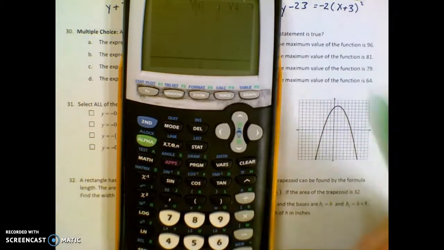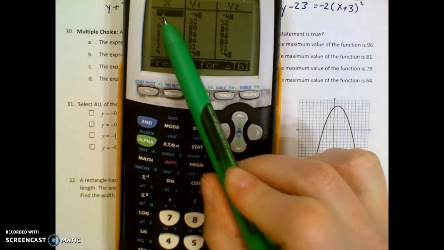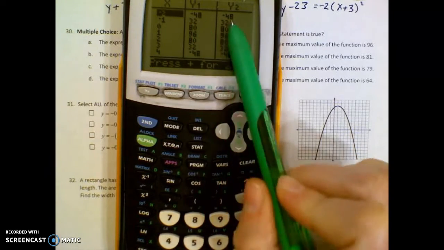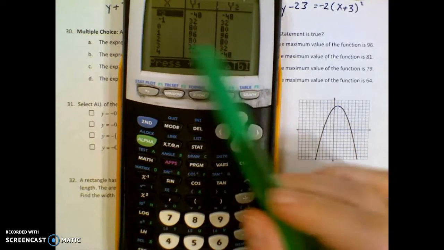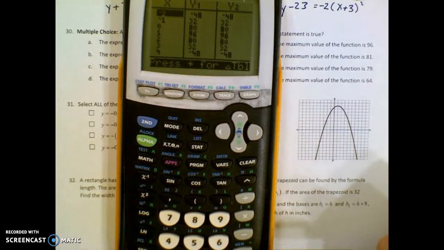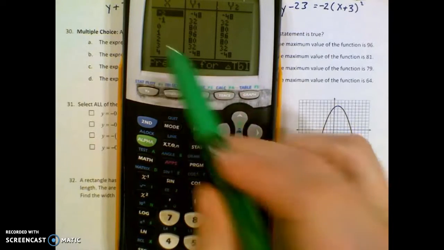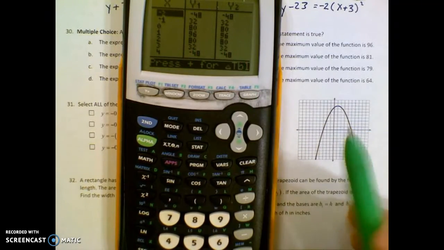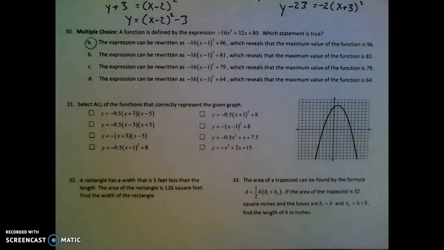But if I go to my table, I can see that for negative 2, the y value is the same, and the y is the same, and the same, and the same. So these actually lined up on top of each other. Those are the exact same function. And again, I can see that 96 is my maximum. So A is the answer for that one.